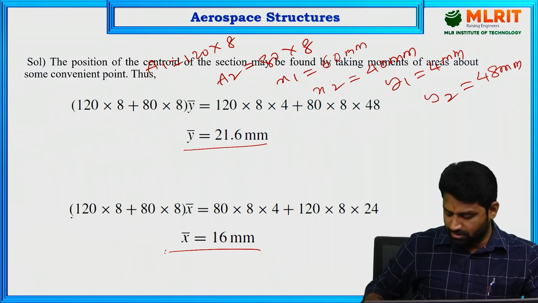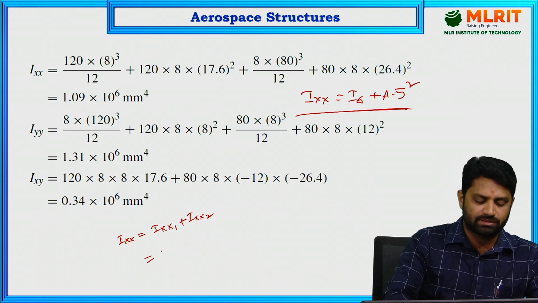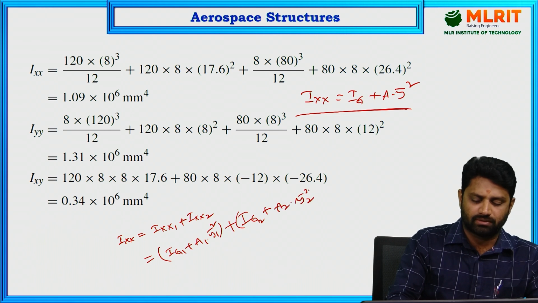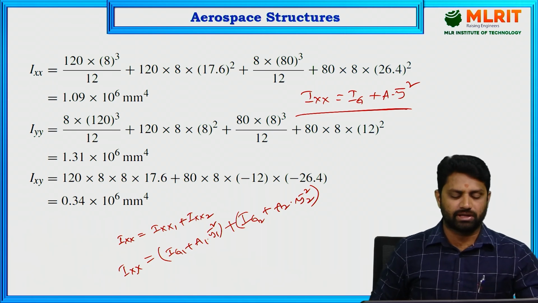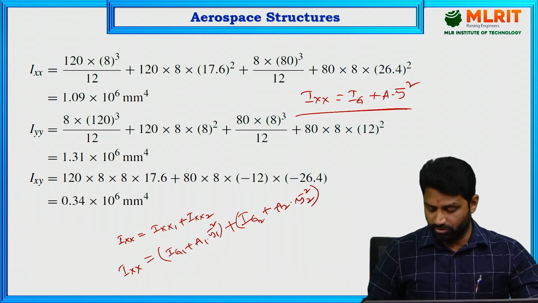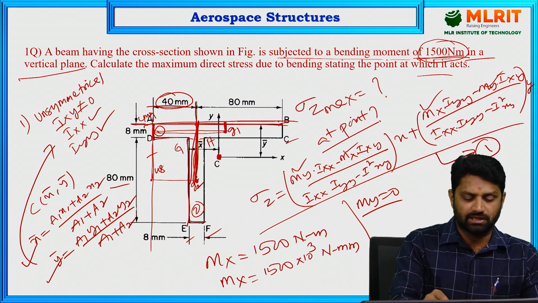Since there are two components, let's try to write this as Ig1 plus A1 into y1 bar square plus Ig2 plus A2 into y2 bar square, that is Ixx. Okay, moment of inertia about x-axis. So you have to find it out for the two rectangles. One is this rectangle and one is another rectangle.